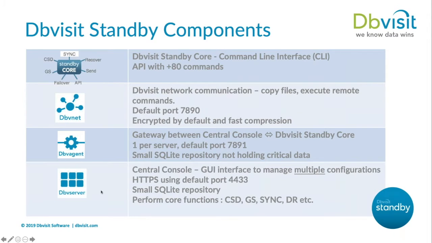And then DBV server, which is our GUI or central console, is used to manage multiple configurations. It makes use of HTTPS, so it's secure, and it uses default port 4433. Again, a small little SQLite repository, just keeping track of all the operations that are initiated through the central console. And through the central console, you can perform core functions, and this is where the beauty of the product comes in.